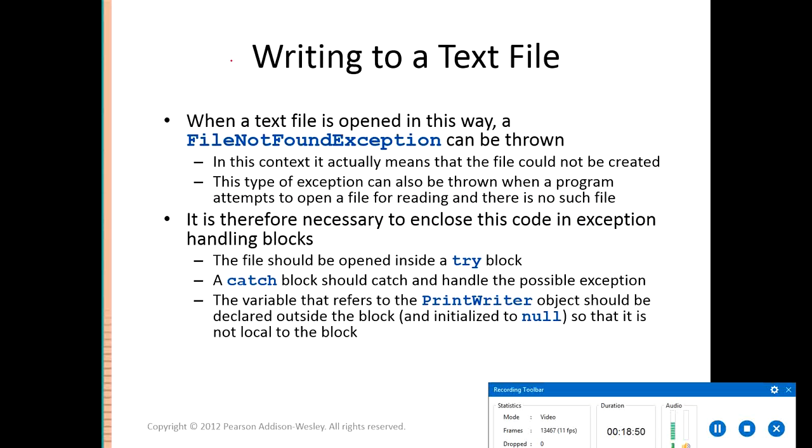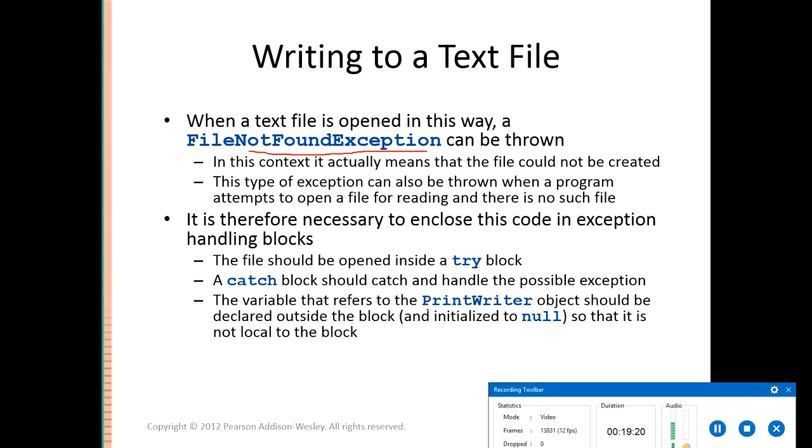Now, when a text file is opened in this way, file not found exception can be thrown. It means that the file could not be created. This type of exception can also be thrown when the program attempts to open a file for reading, but there is no such file. So the file not found exception has to be handled. Therefore it is necessary to enclose this code in a try block, and a catch block should be provided to handle that exception.